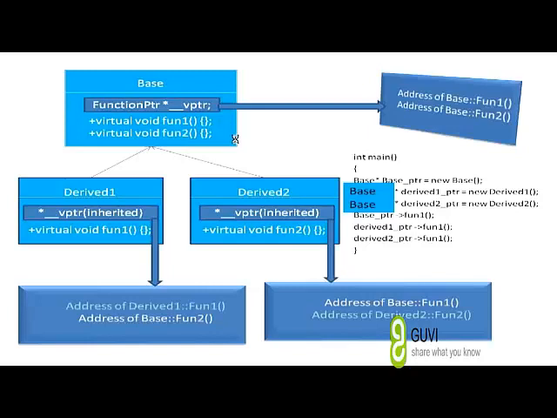Next, we call the derived 2 function using the derived 1 pointers. Similarly, we call function 1 using the address of base and call function 2 by the address of derived 2 class. So in the virtual table, the address of the base class function would be present. So this is what is called the virtual table calling mechanism.